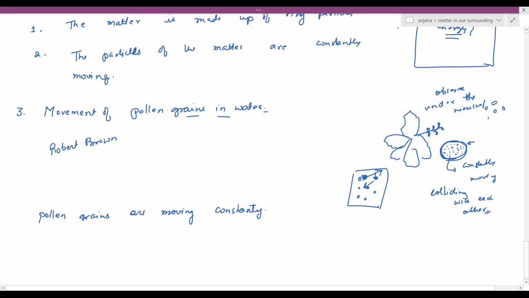At the tip of the flower, if it were moving, it would leave the surface also, but it's not moving constantly in a random motion on the flower. But once it gets into the drop of water, it starts moving randomly in any direction. Why is this happening?